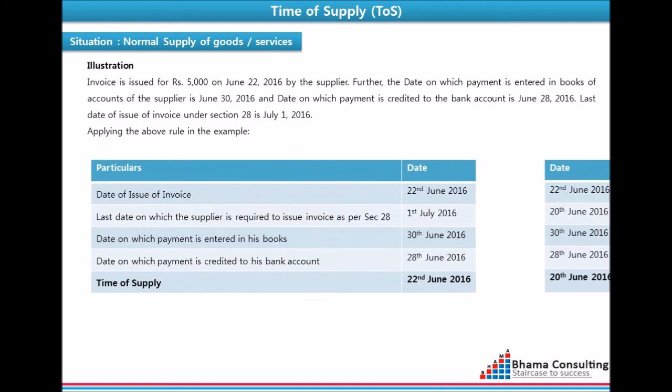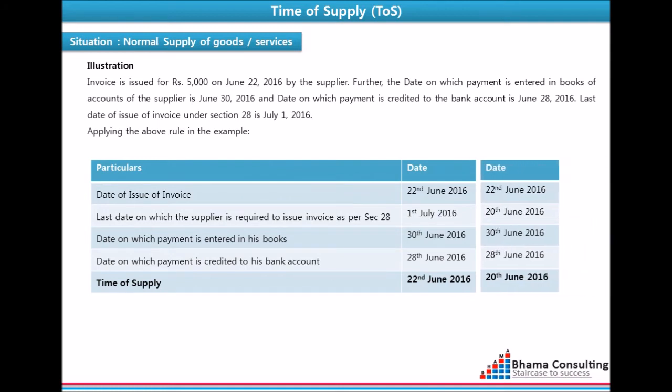Let's assume invoice is issued for Rs 5,000 on June 22nd, 2016. Further, the date on which payment is entered in the books of accounts is June 30th, 2016. The date on which payment is credited to the bank account is June 28th, 2016. Due date of issue of invoice under section 28 is July 1st, 2016. Applying the above rule in the example, the time of supply in this case would be June 22nd, 2016.